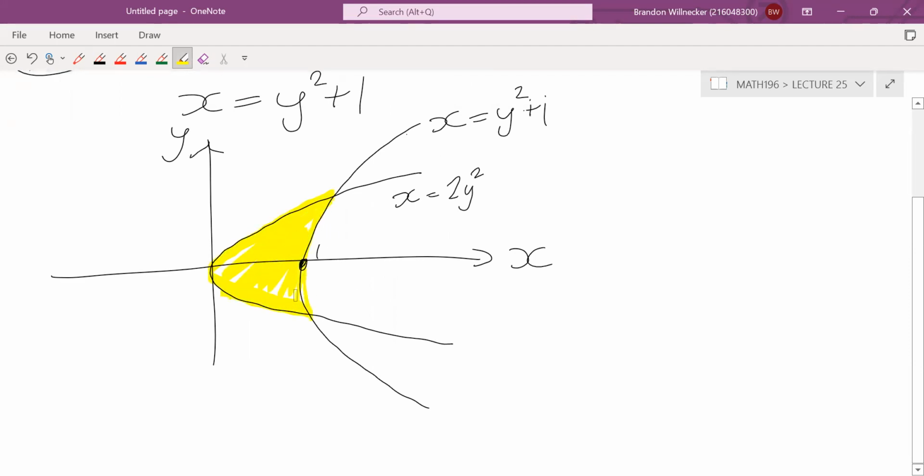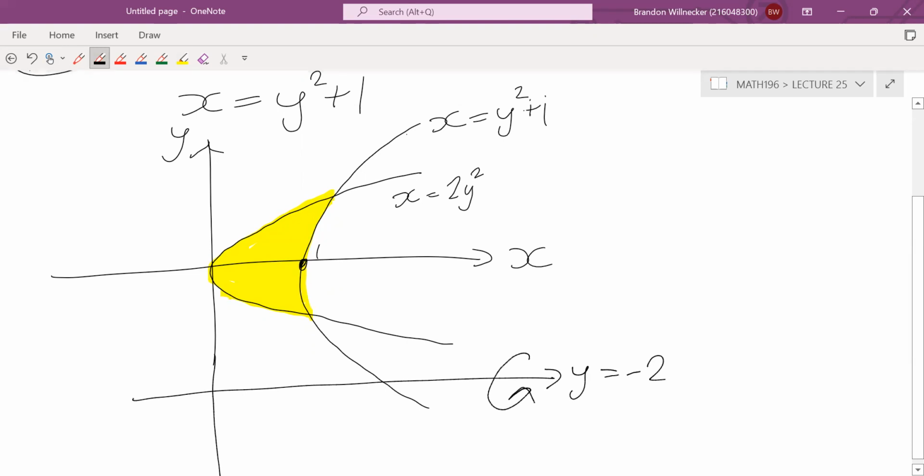Okay, that's the part enclosed by these two curves. And we are rotating around y equals -2, so that's going to be somewhere here. Rotating around, we need to find the radius and the height. So let's do the radius first.